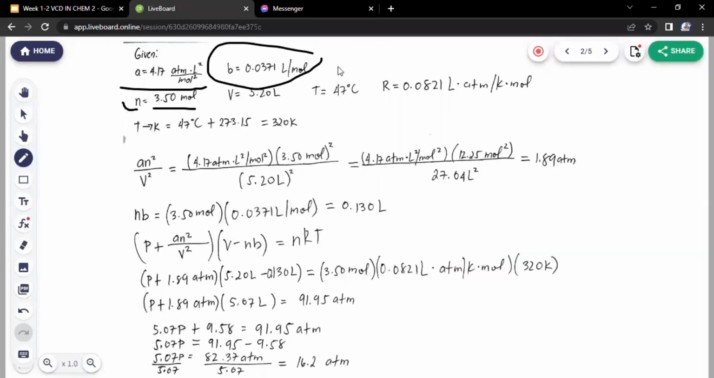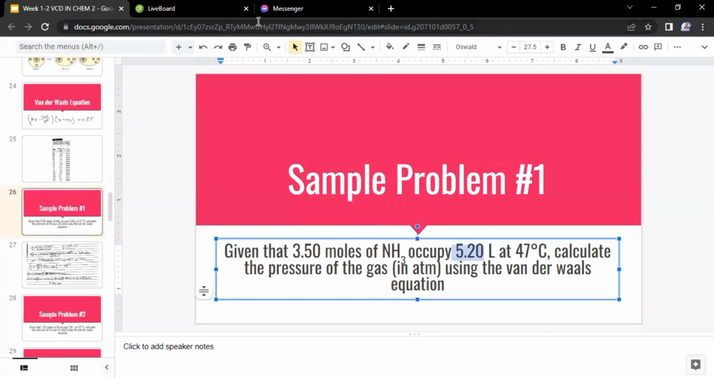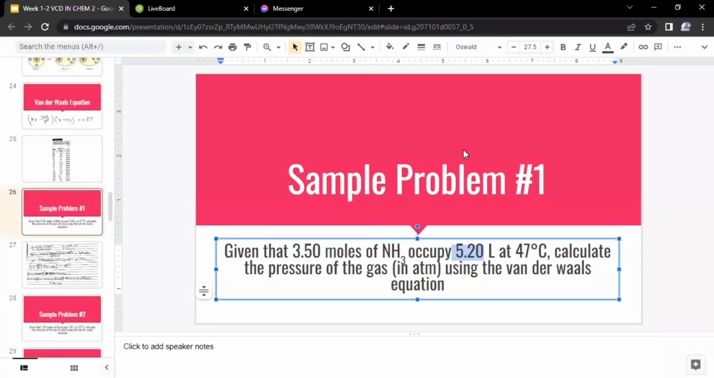And then we also have the value of your volume, which is 5.20 liters. Again, that came from the problem: occupy 5.20 liters. Remember that the unit of the volume is always in liters. So if the volume in a problem is given in milliliters or centiliters, other than liters, you have to convert that unit into liters first. Take note of that. And then the temperature is 47 degrees Celsius, from the problem again.